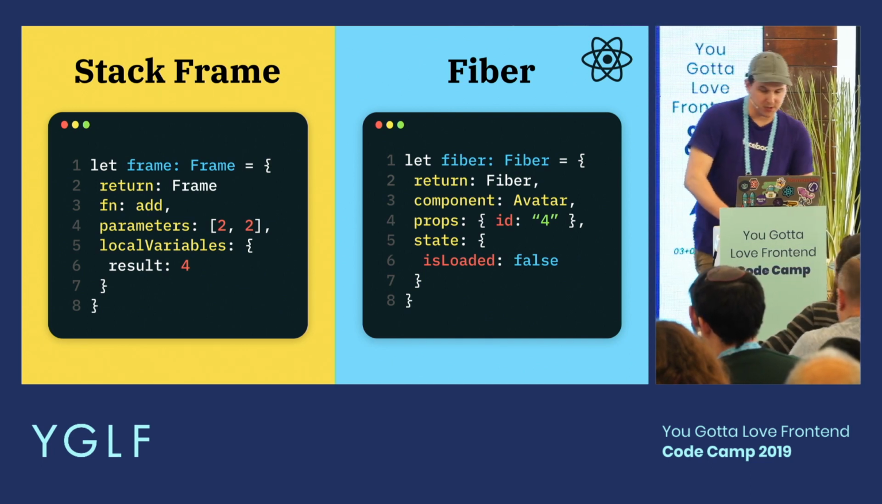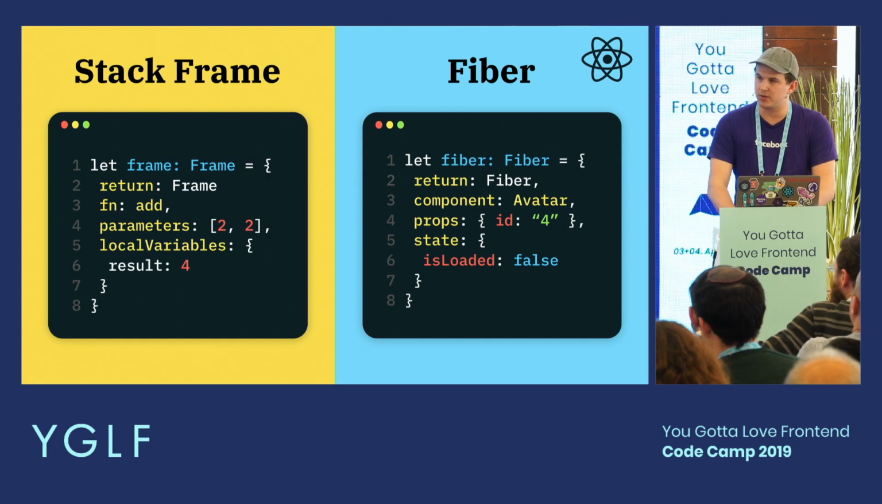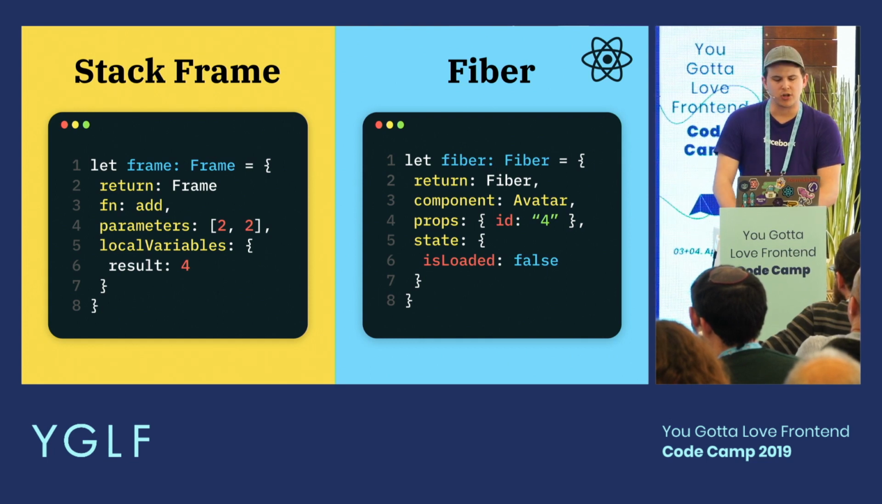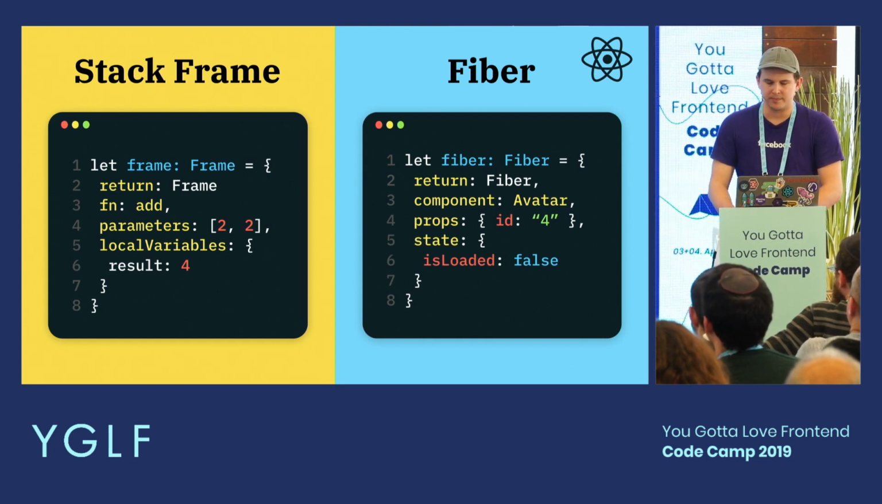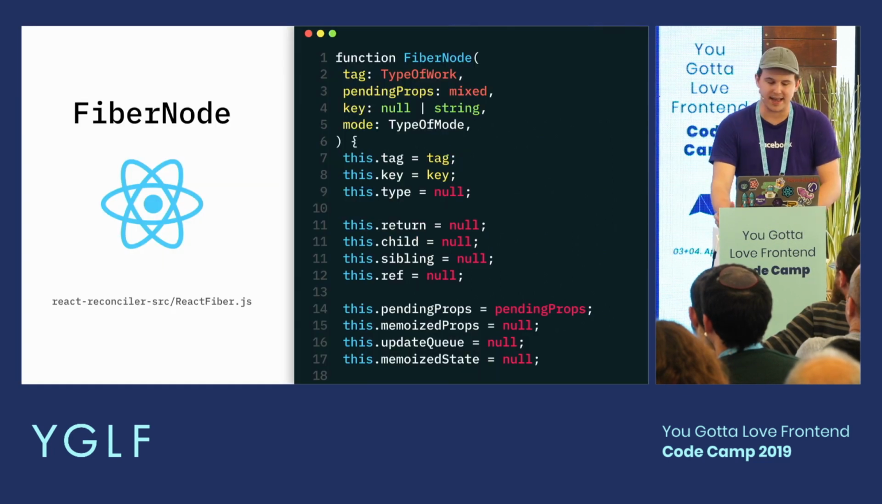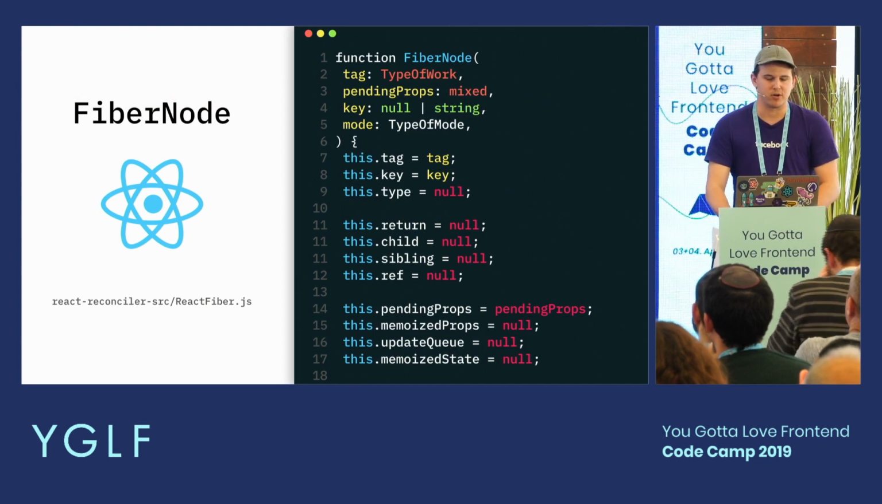Instead of parameters, we have props. Instead of local variables, we have state. And instead of a return address, we have the parent component. In reality, it's really not much more complex than that. This is some code that I pulled directly from the React source. This is exactly how React models a fiber internally.